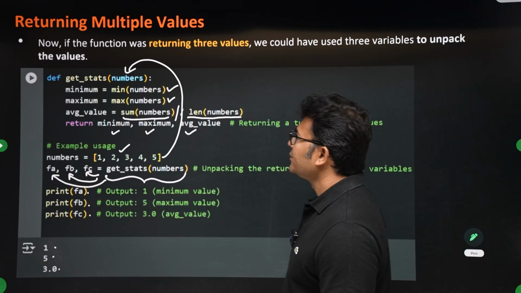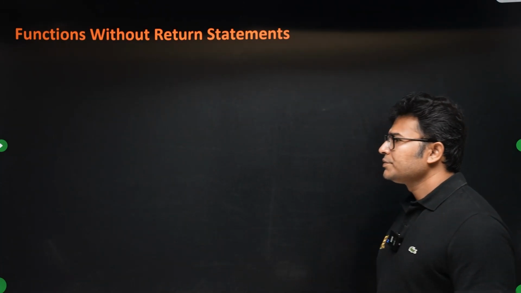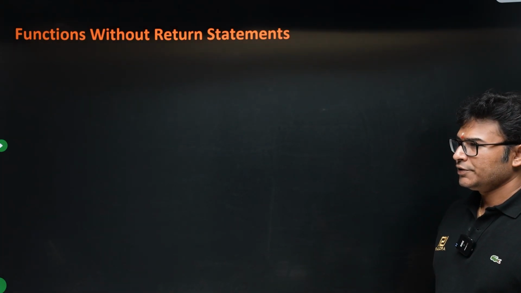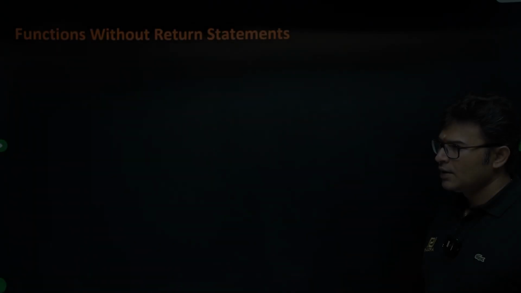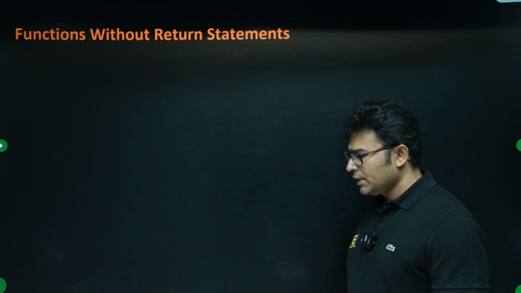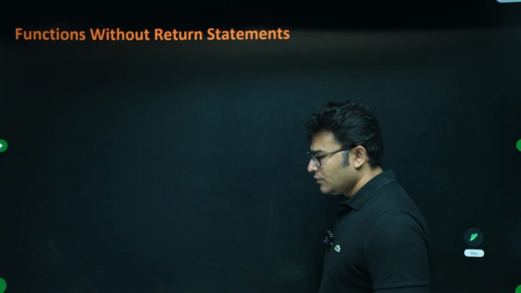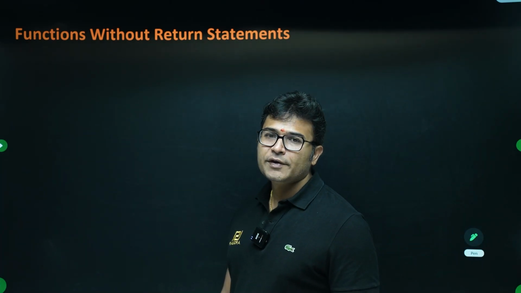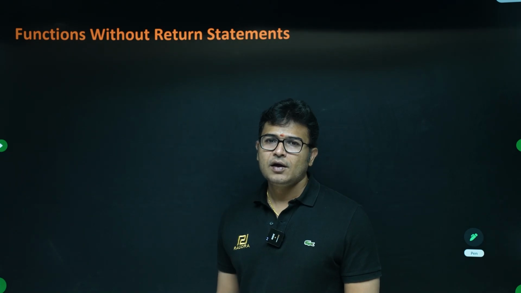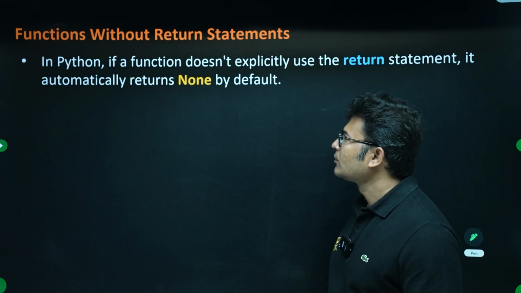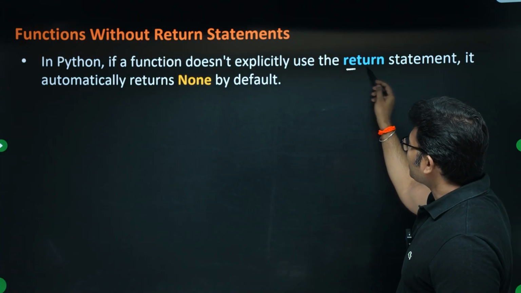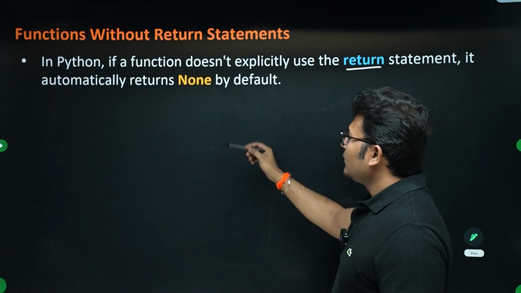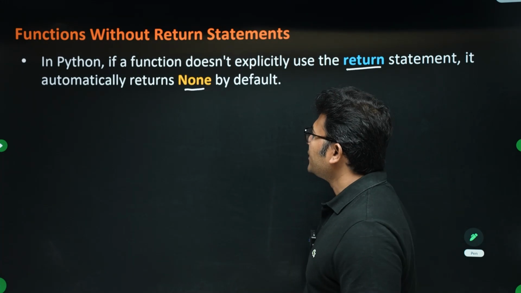Now sometimes there need not be any return value in a function. Once the entire code is executed, it will automatically return. When you are not returning anything in a function, it means that the function is returning None, N-O-N-E, which means not anything. If a function doesn't explicitly use the return statement, then None will be returned.